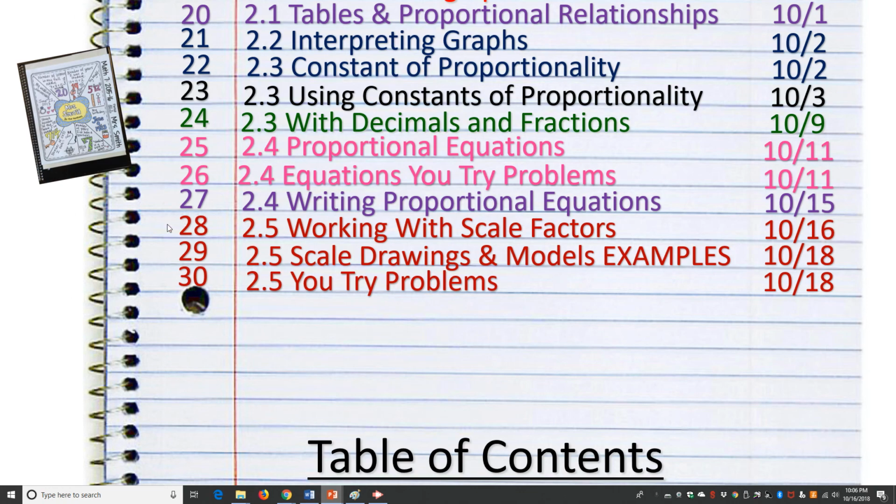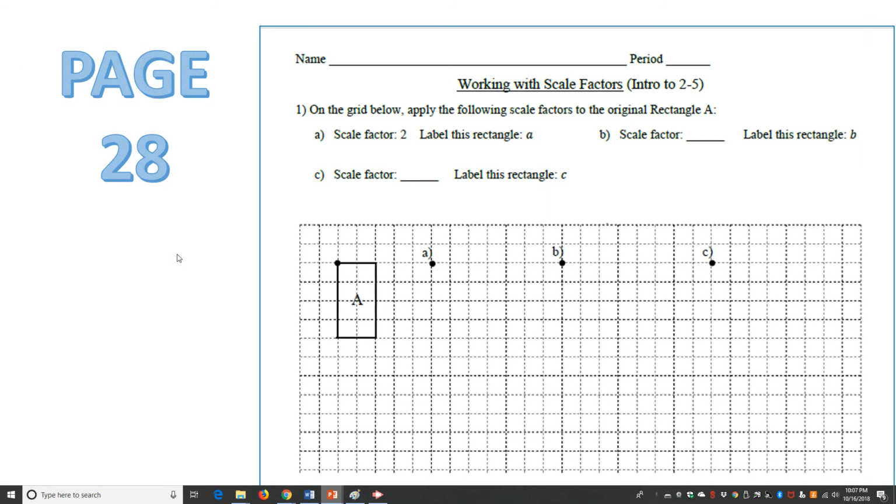This one, page 28, is from the first lesson we did on scale factor, which was working with scale factors, and you were enlarging different shapes. That one we just need to add to the notebook. And then 29 and 30 is what this video will cover. So on page 28, please add in this worksheet that we did in our previous lesson. I'd recommend just putting a little piece of tape and folding it into your notebook on page 28.